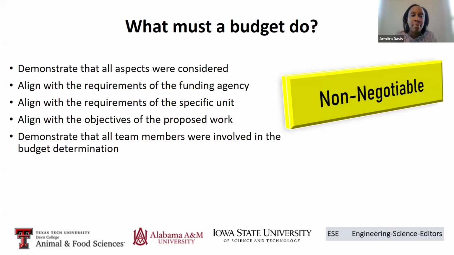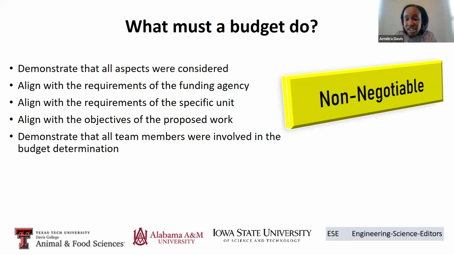So what must a budget do? These are what I call my non-negotiables for preparing a budget. It must demonstrate that all aspects of the proposal were considered. So the work that you plan to do, all the objectives, it must do that. It must align with the requirements of the funding agency.